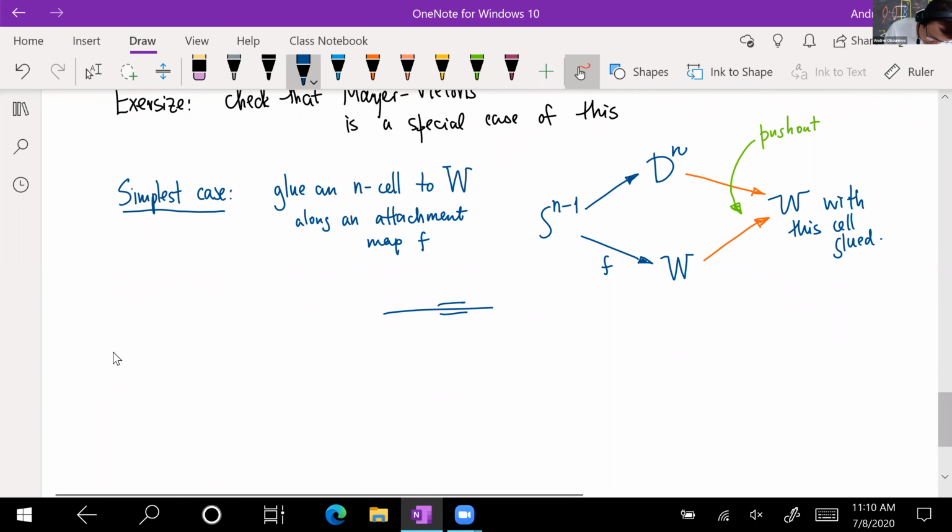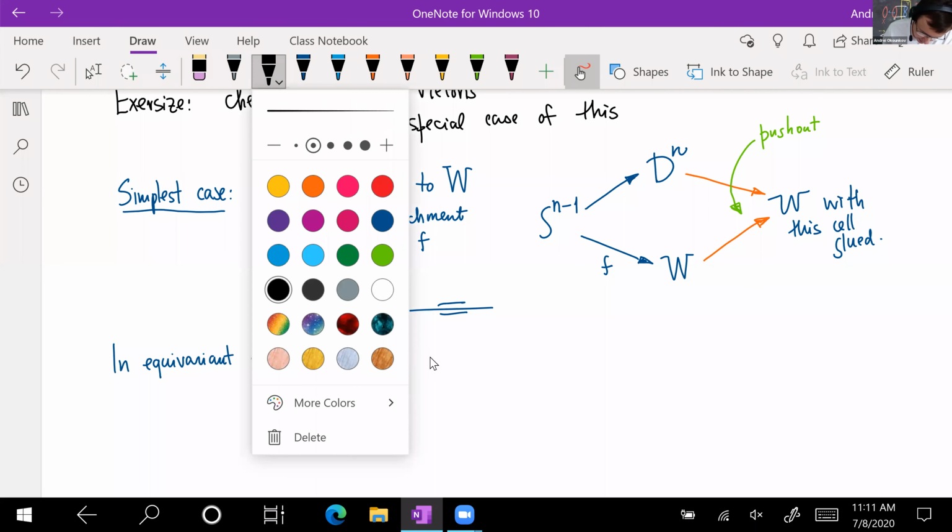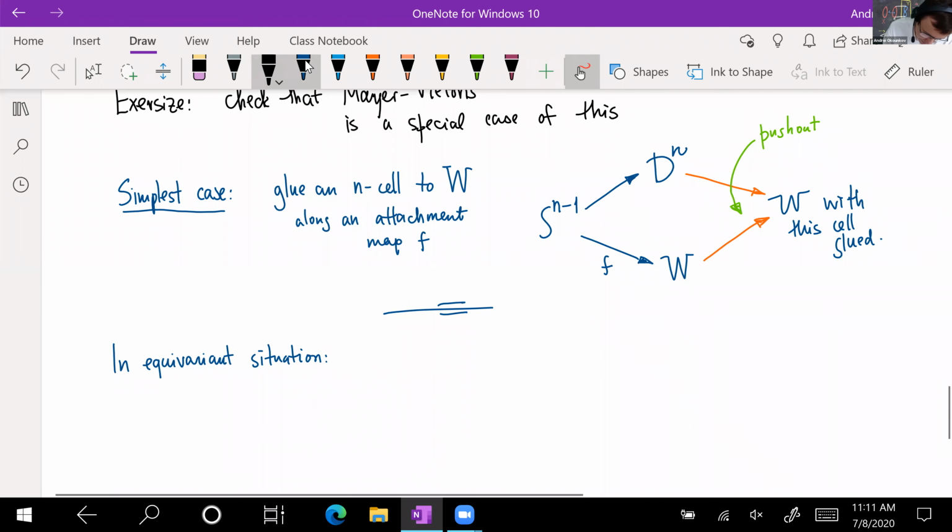So in the current situation, this was a motivational discussion of ordinary cohomology. In the current situation, the notion of a cell becomes more interesting. So then we have equivariant cells to work with.